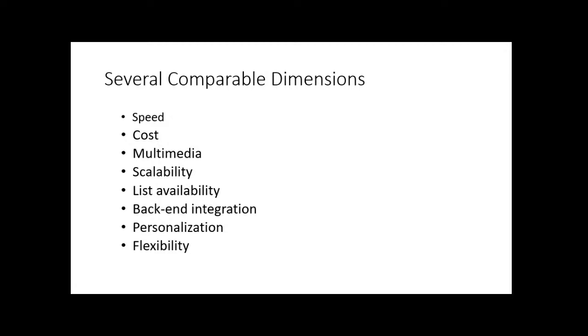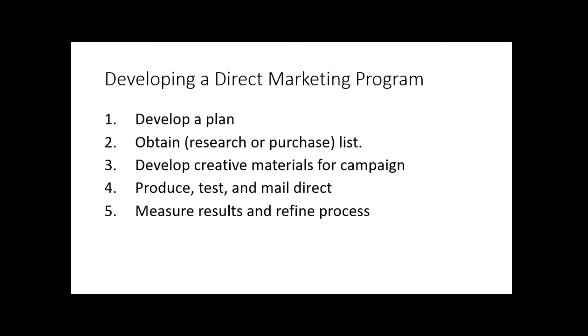But if they see something really interesting on that message and then they see an option for different types of links, different types of responses, that might have a high level of appeal to them. So as you can see, there are a lot of comparable dimensions, so you can decide which is the best form or forms of direct marketing. But as you think through that, you need to develop a direct marketing program. And of course, what we've been talking about are the dimensions of your direct marketing, we need to develop a plan.